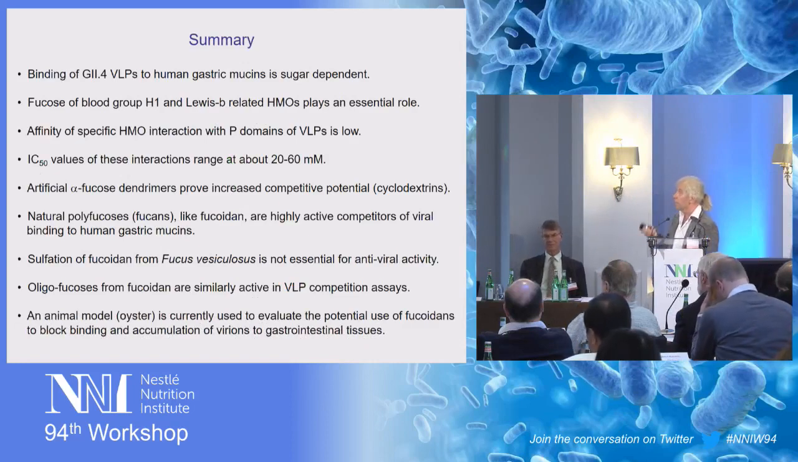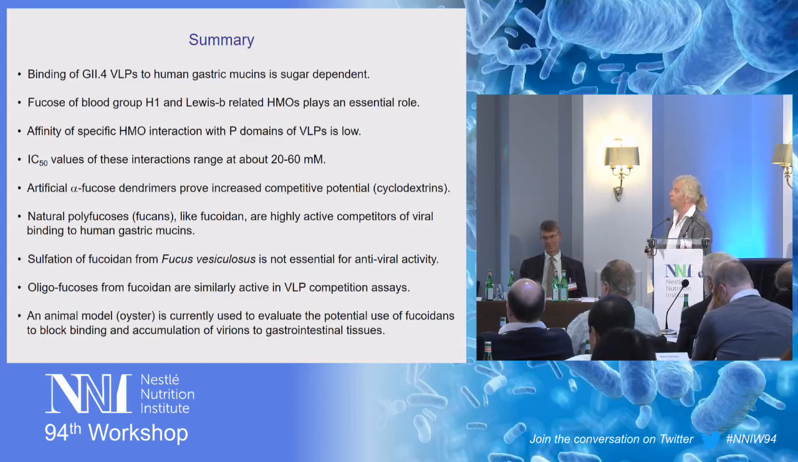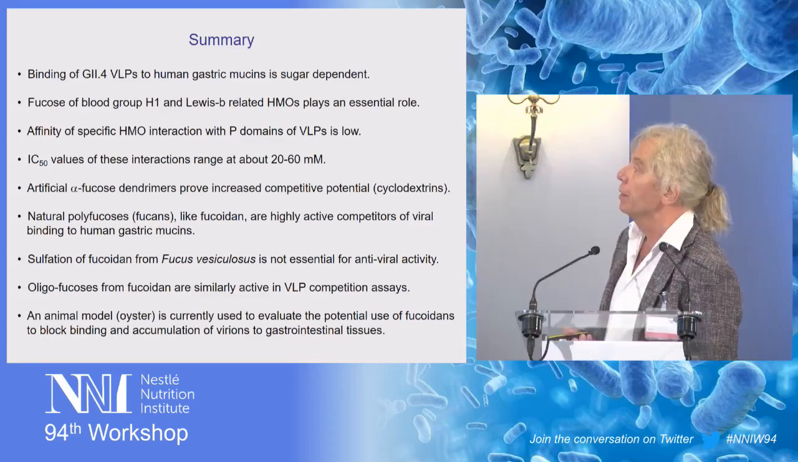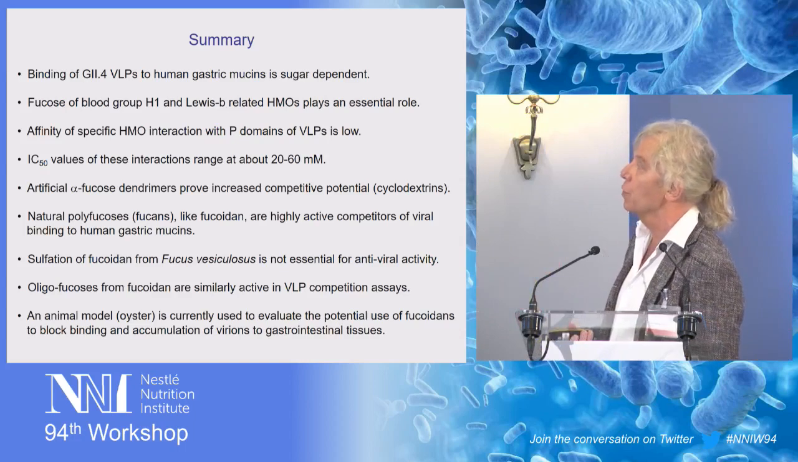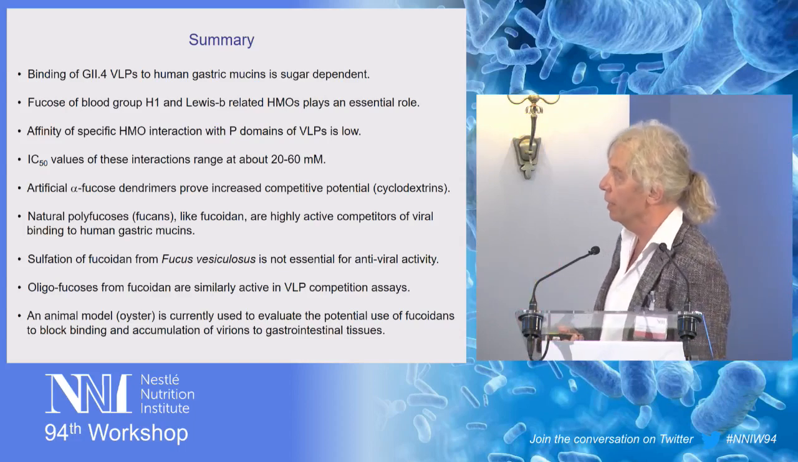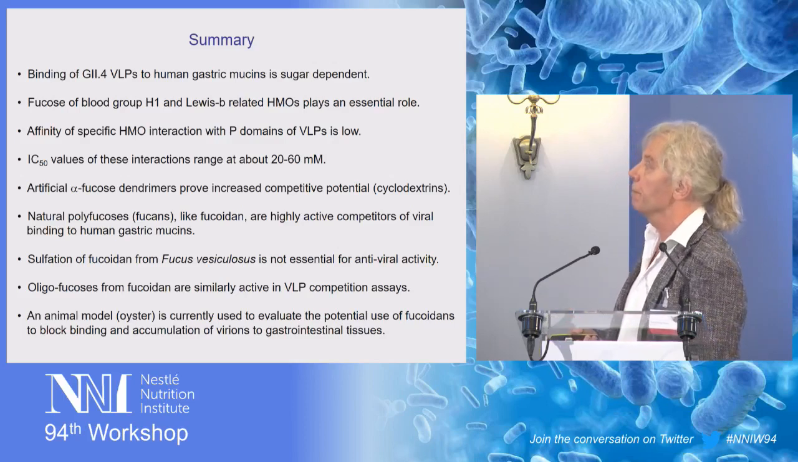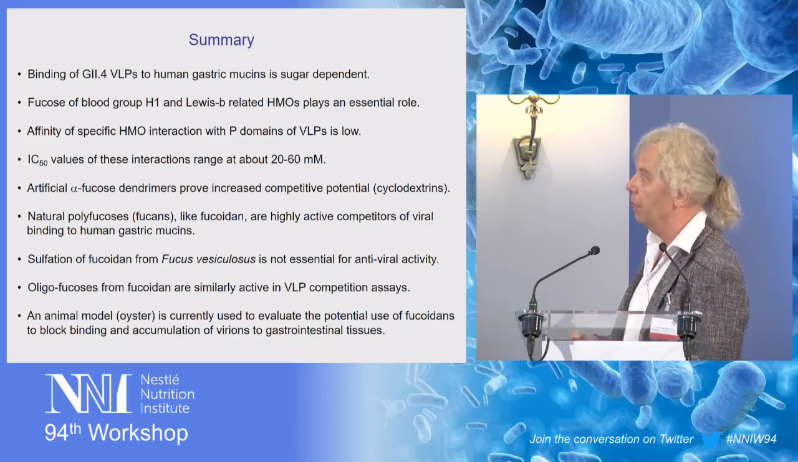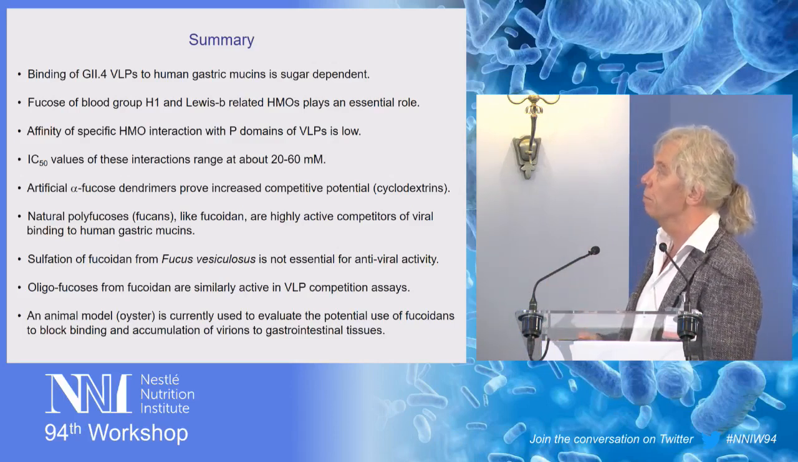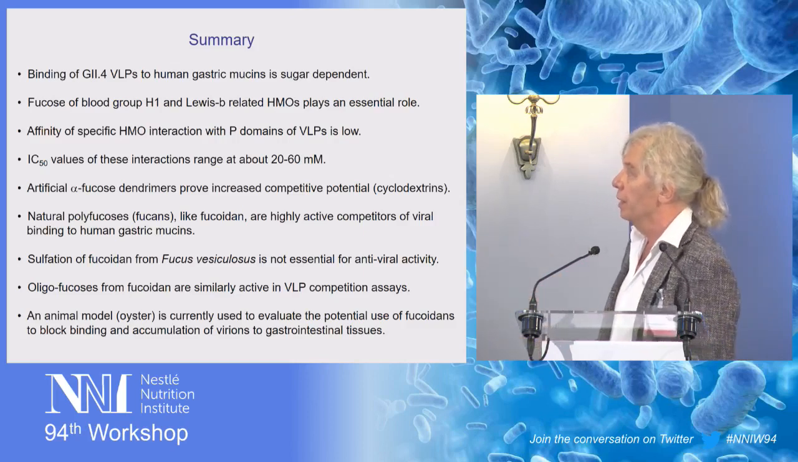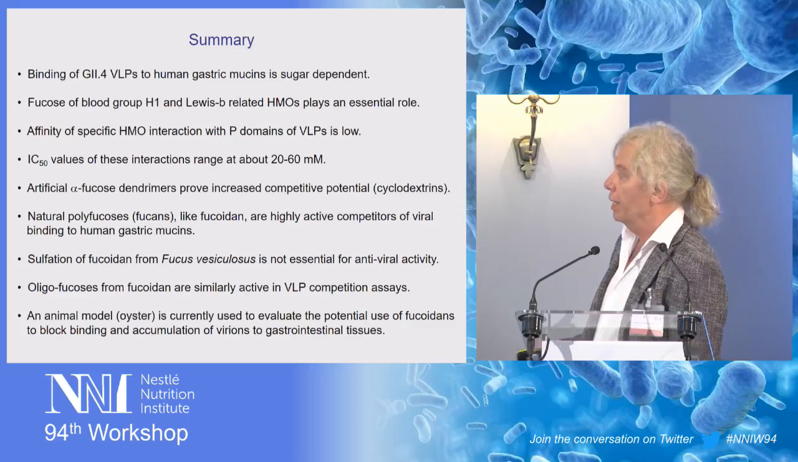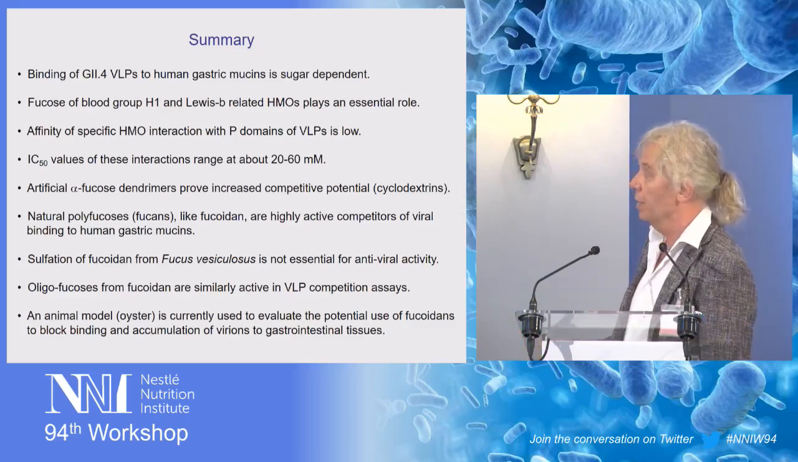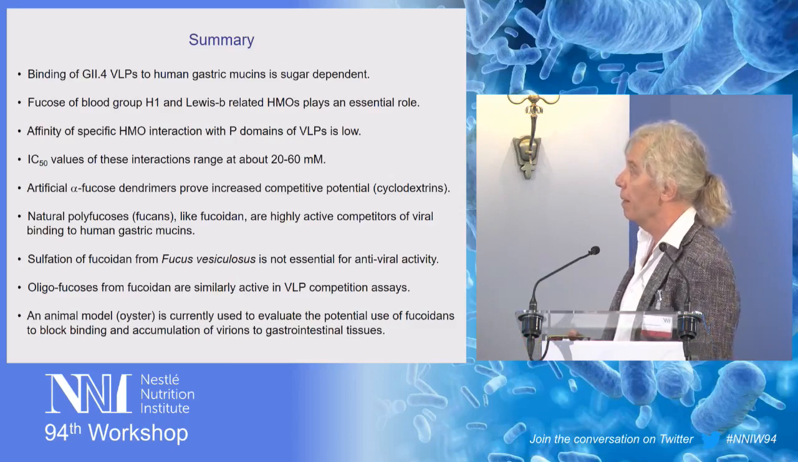Let me sum up what we have done. We have shown that the binding of GII.4 VLPs to human gastric mucins is sugar dependent. The most important sugar in this event is the fucose in blood group H1 and Lewis B-related human milk oligosaccharides. However, the affinity of this specific interaction, or at least the apparent affinity, is quite low in this system because of the multivalency of the interactors. The IC50 values are in the range of 20 to 60 millimolar for these tested milk oligosaccharides.